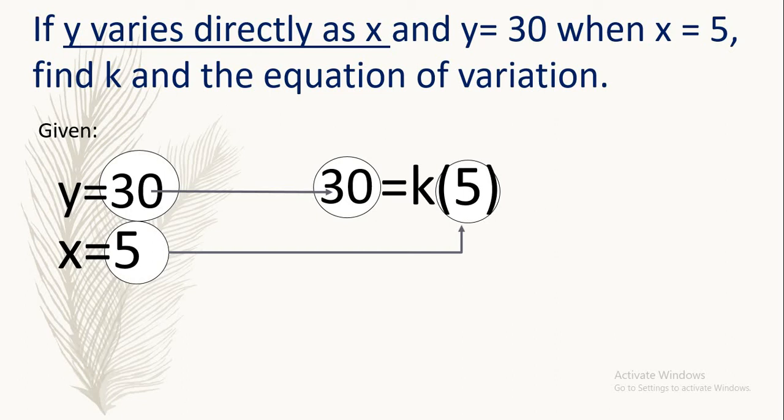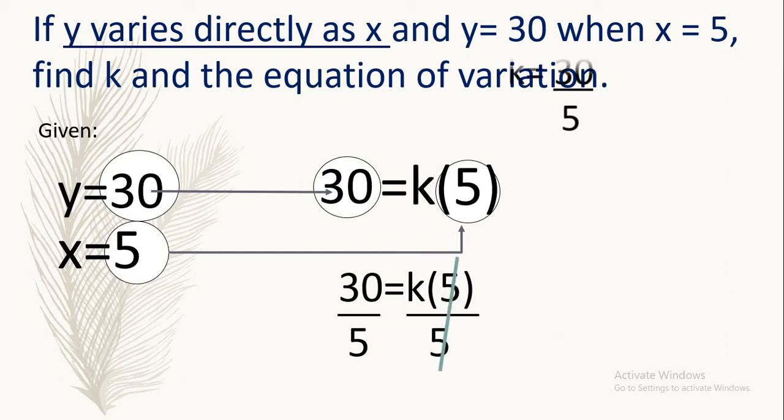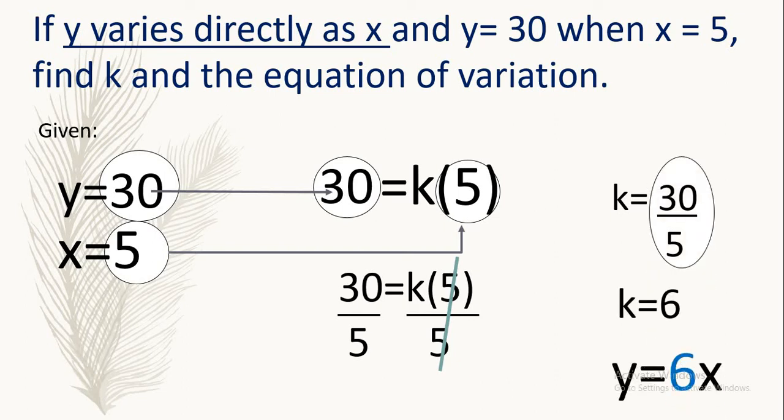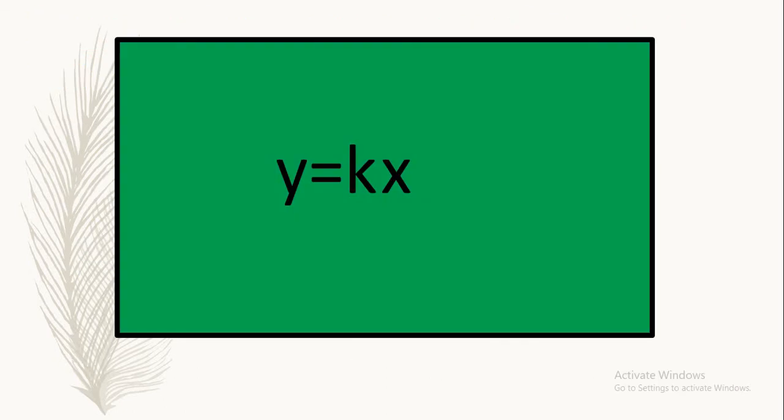Now we will use the division property of equality. So we will divide both sides kung ano yung katabi nung variable, which is 5. So lagay lang natin as denominator so we can cancel it. And to find the value of k, we have 30 over 5, and we will simplify it as 6. So to write the equation of variation, from y is equal to kx, si k papalitan mo lang ng value niya, which is 6. So this is the equation of variation. This time, our goal is to find the value of y.